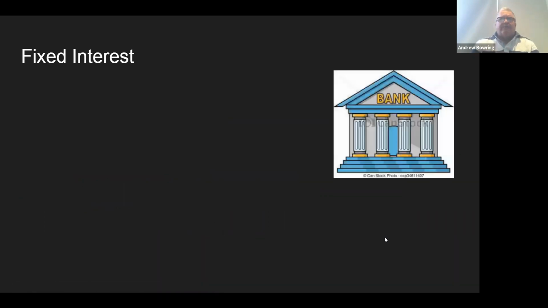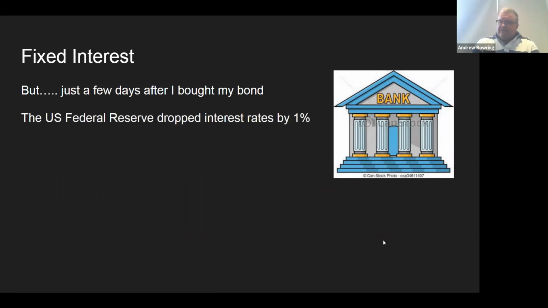So what happens next? What happens next is that the Reserve Bank, or the Federal Reserve in the United States, just after I bought my bond, made a decision to cut interest rates by 1%. Now, this is what we've seen around the world, where we've seen rates being cut. Now, what that means is that if I wanted to buy a new bond, I'd be only getting a 0.5% interest rate, but I'm actually holding a bond that's delivering a 1.5% rate.